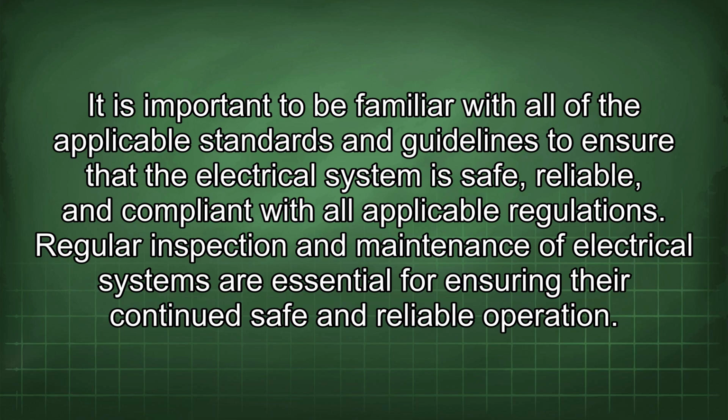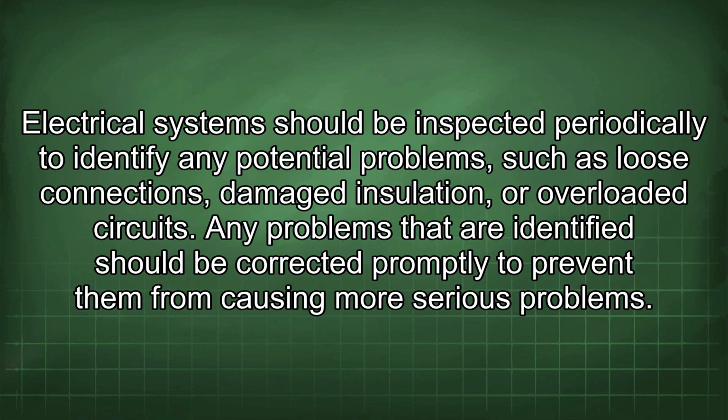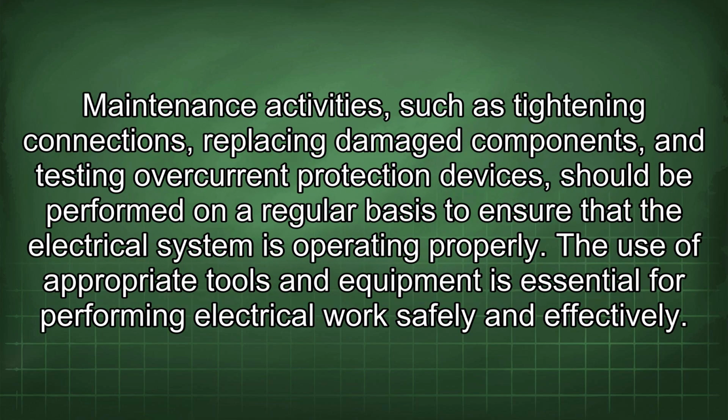Regular inspection and maintenance of electrical systems are essential for ensuring their continued safe and reliable operation. Electrical systems should be inspected periodically to identify any potential problems, such as loose connections, damaged insulation, or overloaded circuits. Any problems that are identified should be corrected promptly to prevent them from causing more serious problems. Maintenance activities, such as tightening connections, replacing damaged components, and testing overcurrent protection devices, should be performed on a regular basis to ensure that the electrical system is operating properly.